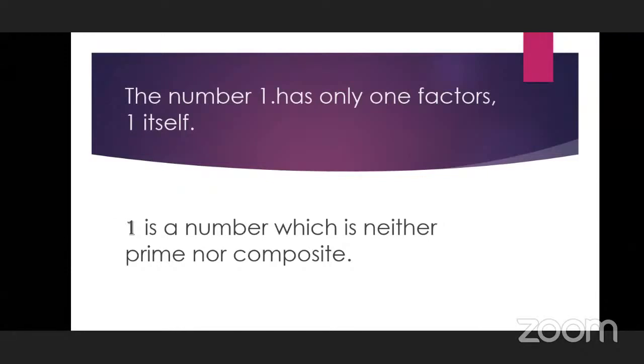What about the number 1? The number 1 has only one factor, itself. So 1 is a number which is neither prime nor composite, because it has only one factor. So keep that in mind.